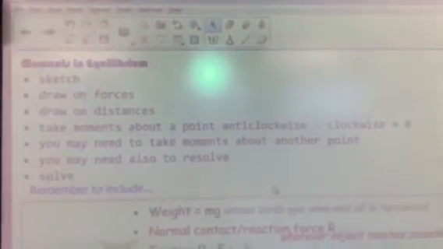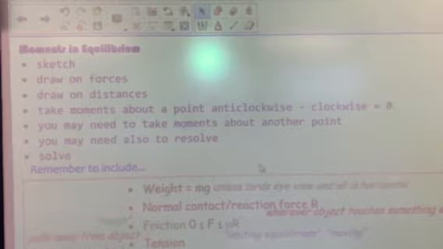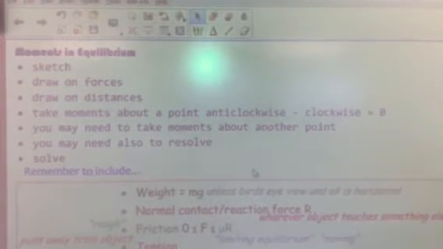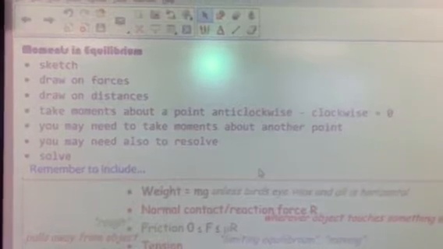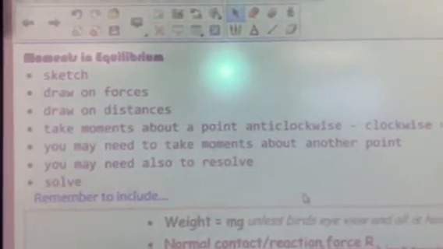Okay, so we're going to do some moments in equilibrium this time. You've got loads of old exam questions and whatnot to practice these, but they are challenging questions. So I have a little process I follow for every question, and then hopefully I can solve it.